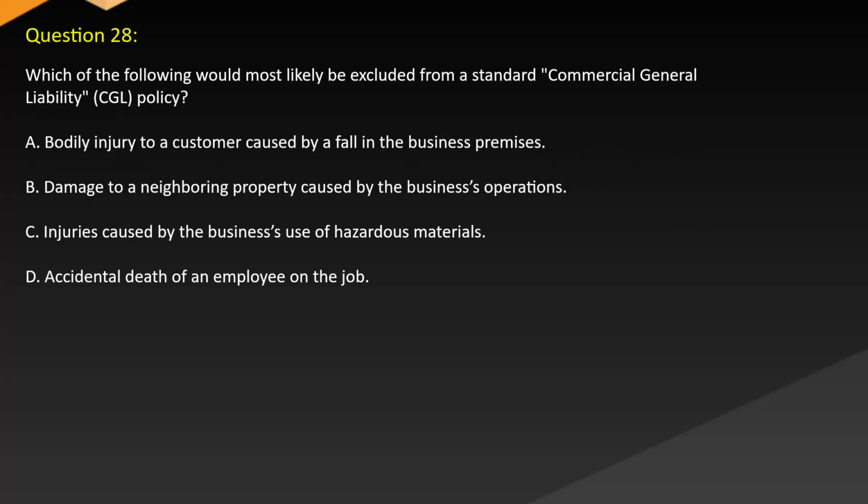Question 28. Which of the following would most likely be excluded from a standard commercial general liability (CGL) policy? A. Bodily injury to a customer caused by a fall in the business premises. B. Damage to a neighboring property caused by the business's operations. C. Injuries caused by the business's use of hazardous materials. D. Accidental death of an employee on the job.